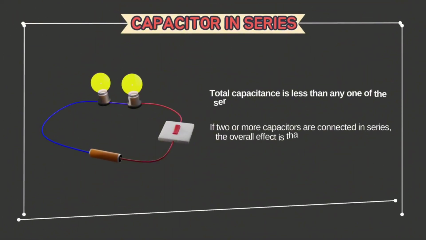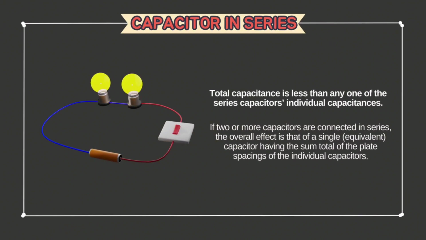We'll be explaining the subtopic 4.3, series circuit. In a series circuit, all components are connected end to end to form a single path for current flow. So the total capacitance is less than any one of the series capacitors' individual capacitance. The total resistance in a series circuit is equal to the sum of the individual resistors, and the total voltage drop is equal to the sum of the individual voltage drops across those resistors.